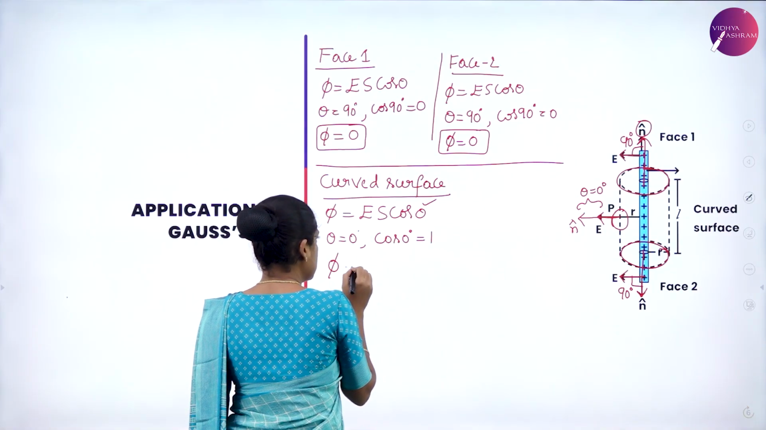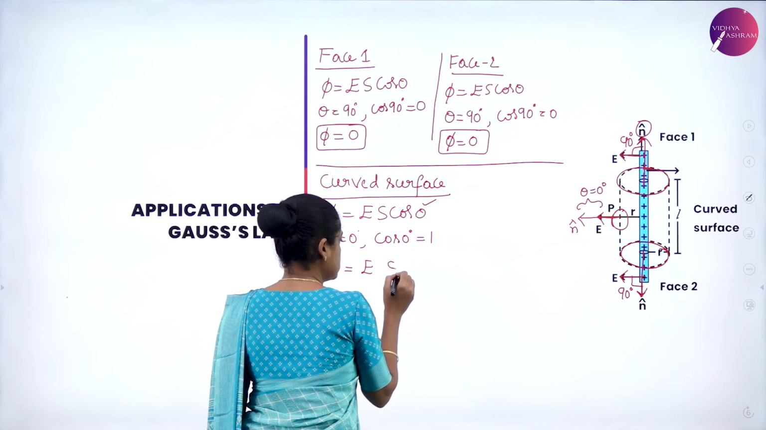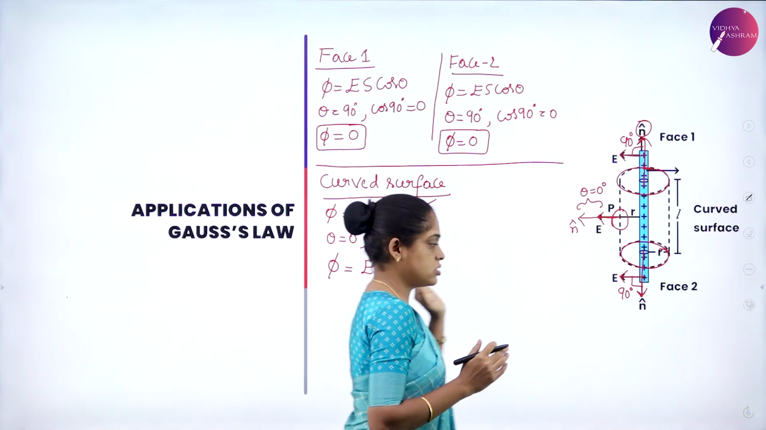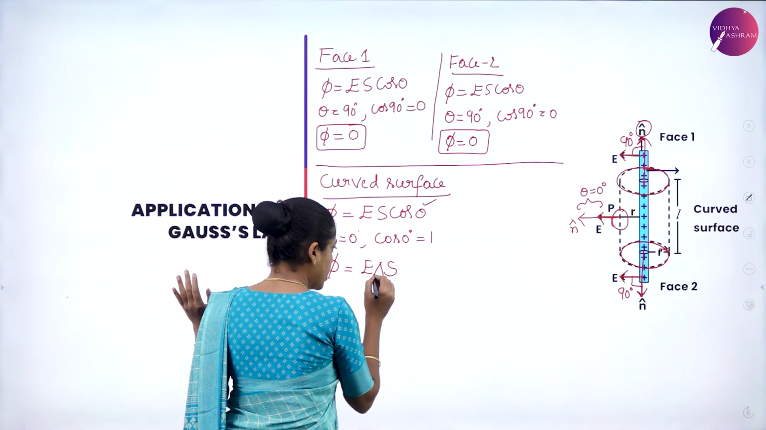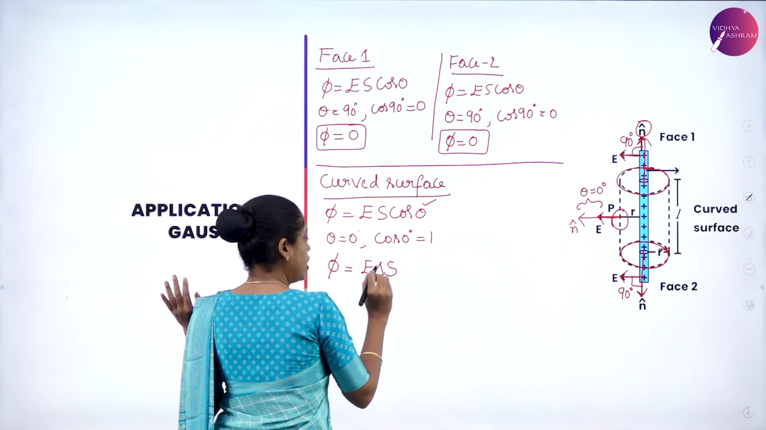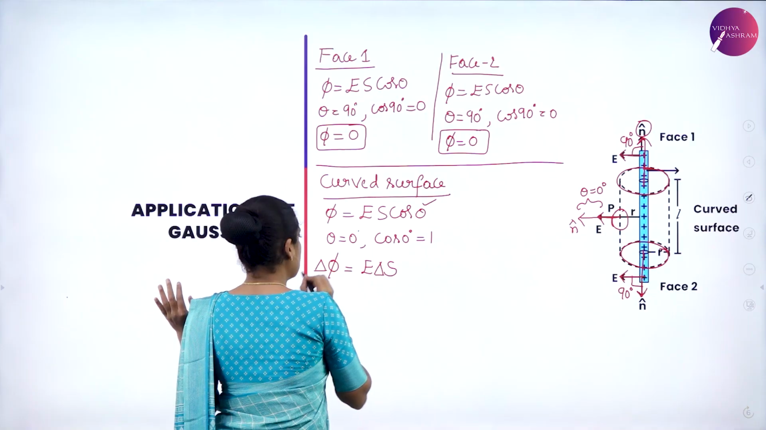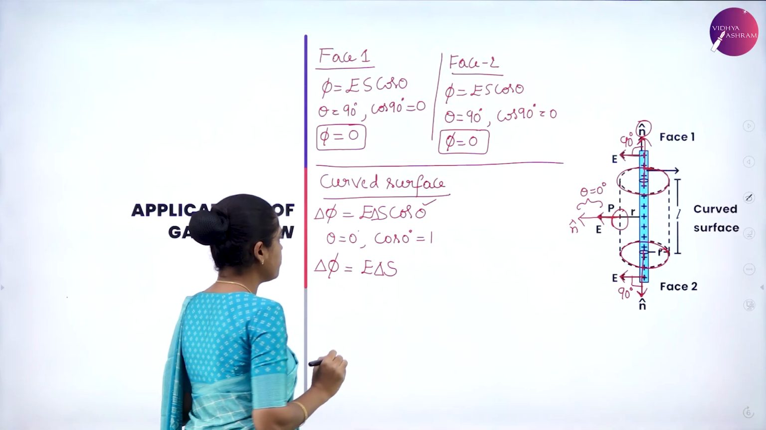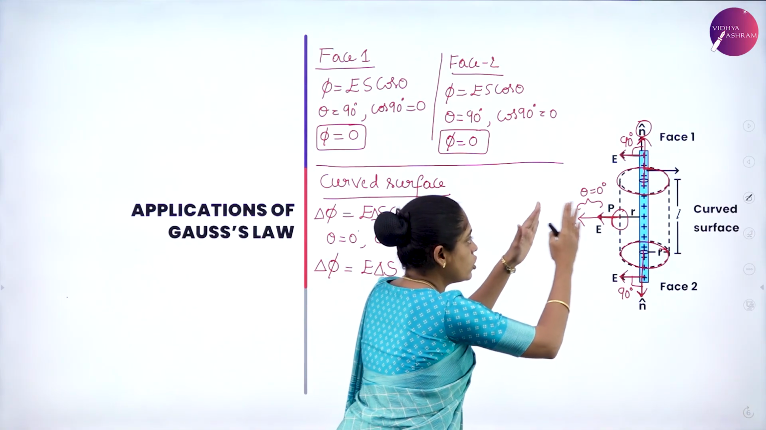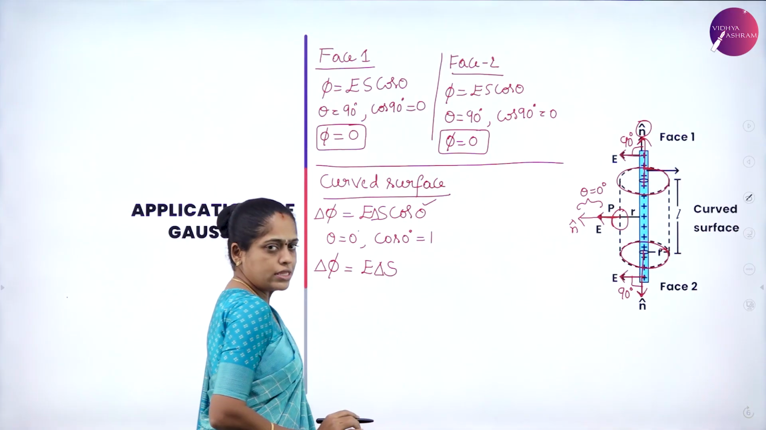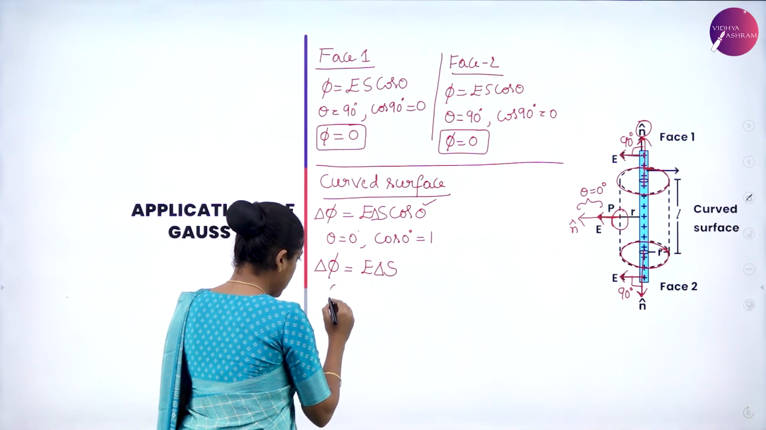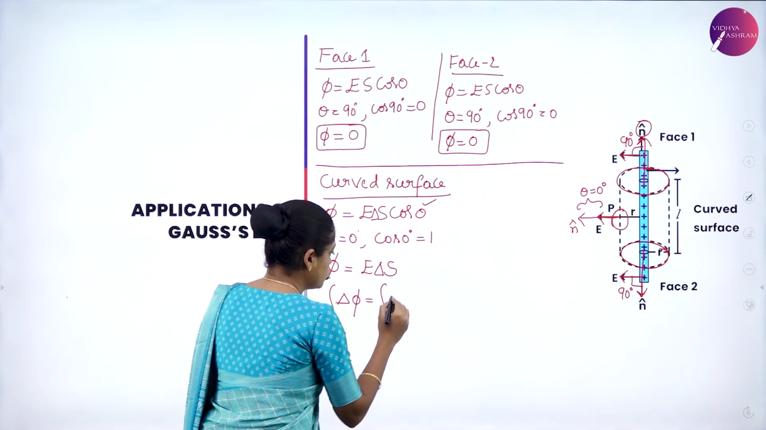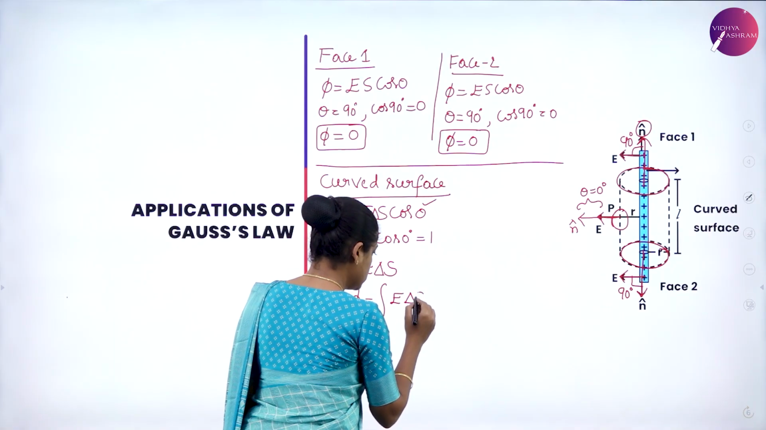And the flux phi is equal to ES. As I have considered a small portion in this curved surface, I have to represent the area as delta S. Through the small area, the flux is less, so we consider the flux also as delta phi. Now, to know the total flux through this curved surface, we have to integrate. Integrating delta phi, then the integration of E delta S.